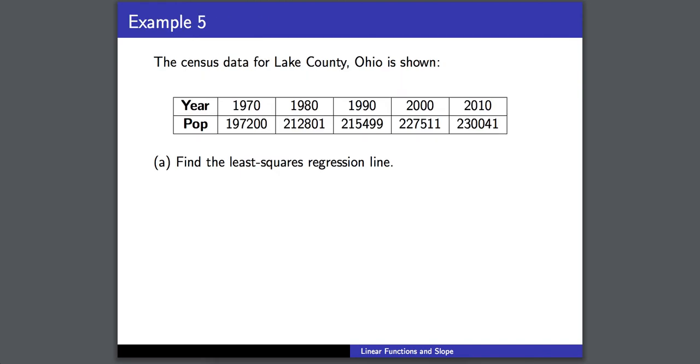So example 5 here, the census data for Lake County, Ohio is shown. We have, starting in 1970, the population is 197,200, and then just as the census goes every 10 years since then. So we're going to find the least squares regression line for this data. And I'm going to start with 1970 as x equals 0, and then from there, the values of x are going to represent how many years after 1970. So if 1970 is x equals 0, 1980 will be x equals 10, 1990 will be x equals 20, etc.